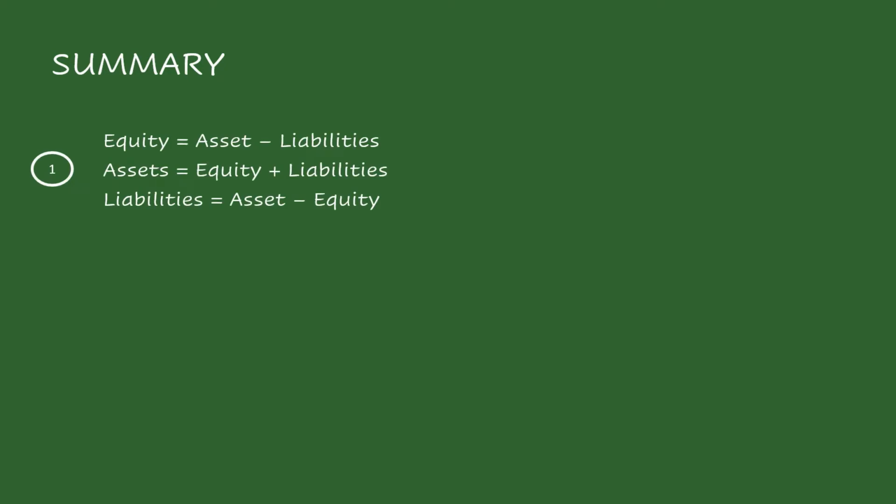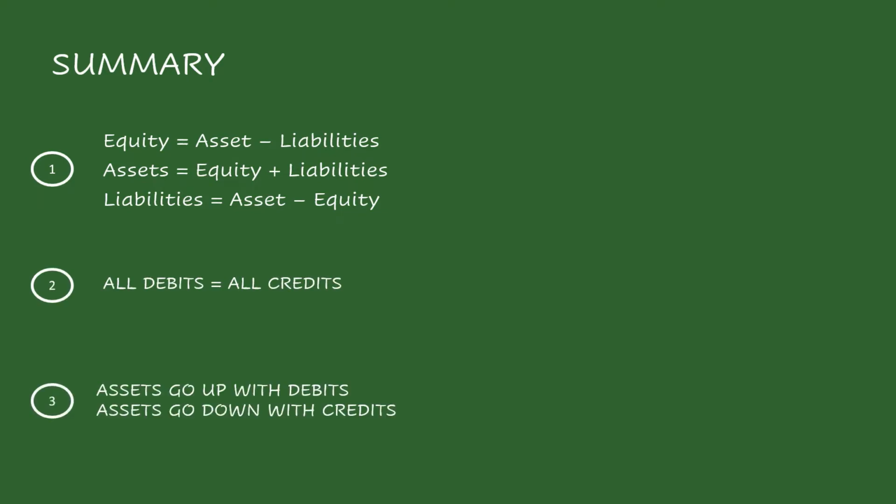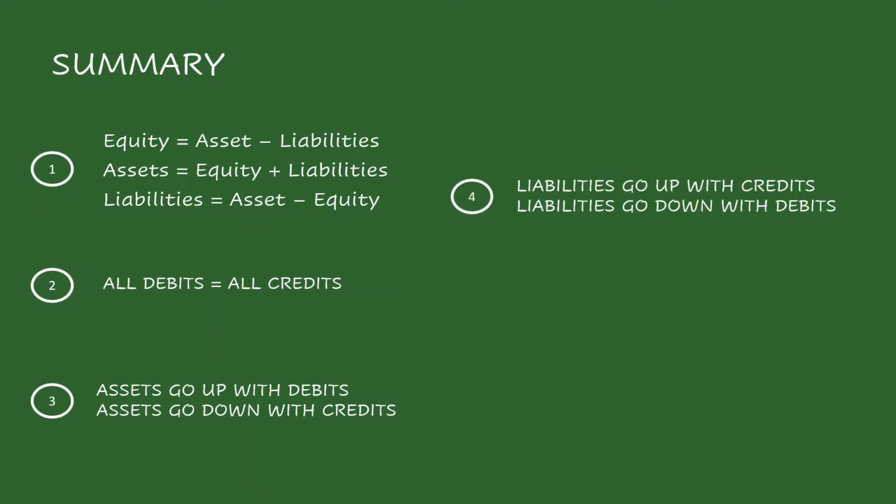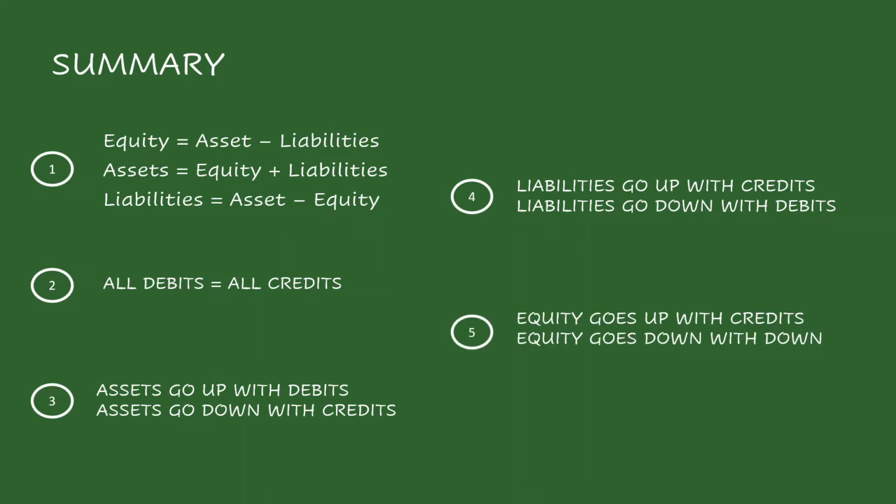So let's summarize what we've learned so far. That equity is your assets minus liabilities, which is just another way of saying assets equals equity plus liability, and liabilities equal assets minus equity. That all debits must equal all credits. Rule number 3, that assets go up with debits and assets go down with credits, right? If it goes up with debits, it must go down with credits. With liabilities, we have the opposite. The liabilities go up with credits, and go down with debits. And finally, rule number 5, that equity goes up with credits and equity goes down with debits.